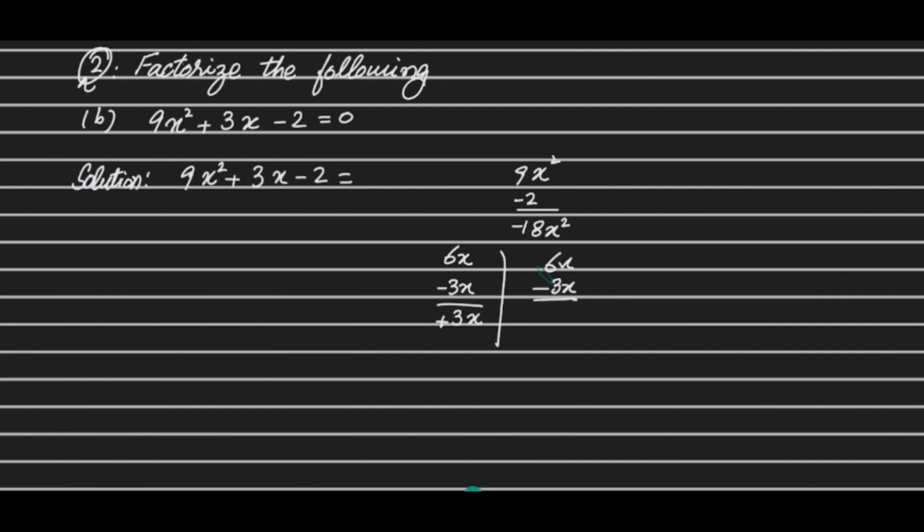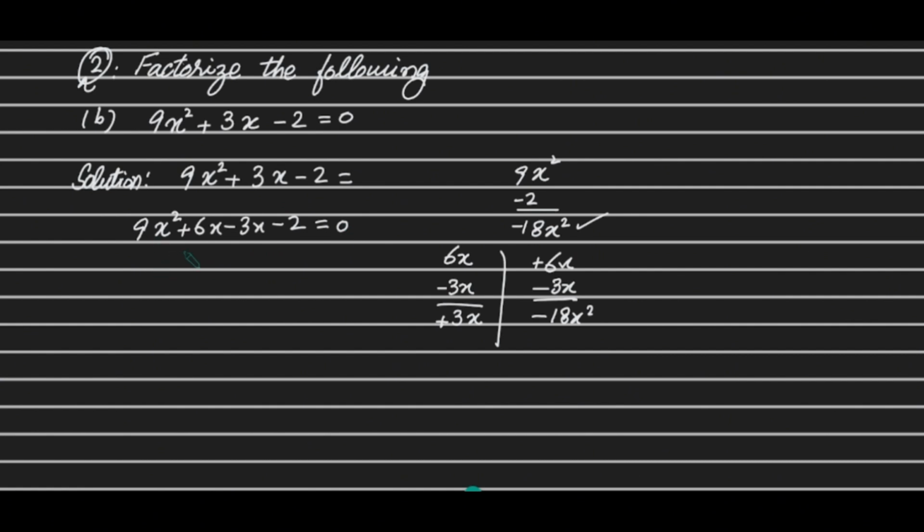When we multiply plus and minus, we get minus 18x squared, which we can see is the product of 9x squared and minus 2. Both the conditions are satisfied. So we replace 3x minus 2 with 6x minus 3x.